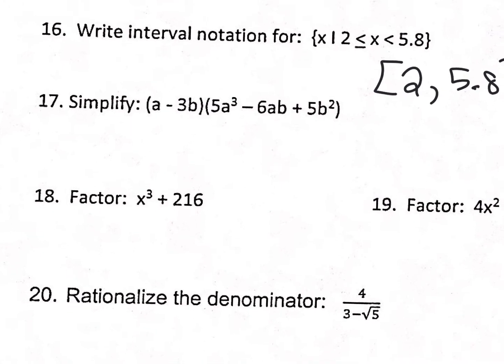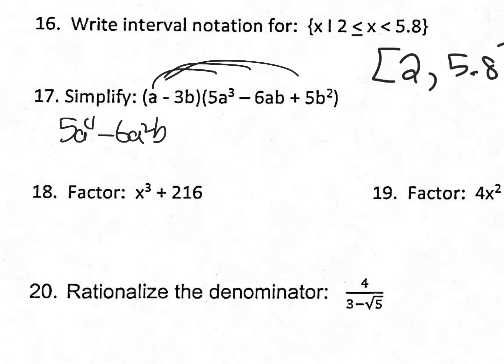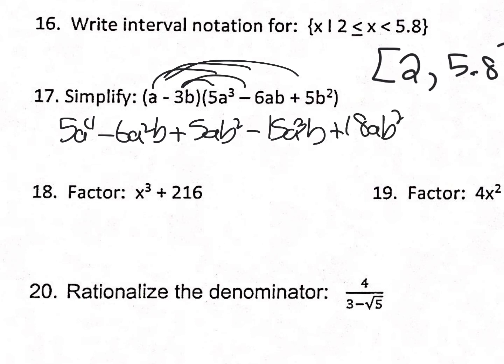Quick one. 17. When you multiply these, I'm going to take the a all the way through first. So I'm going to get 5a to the 4th minus 6a squared b plus 5ab squared. Then I'm going to take the 3b through. So I get minus 15a cubed b plus 18ab squared, and then minus 15b cubed.